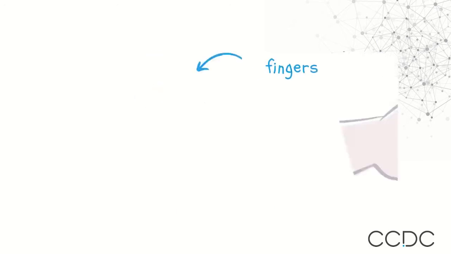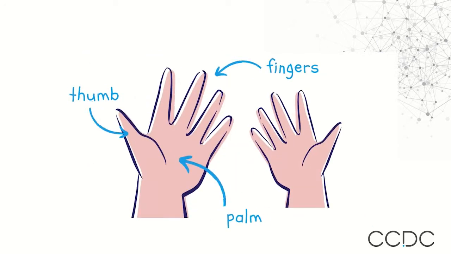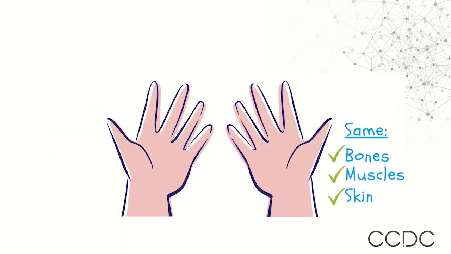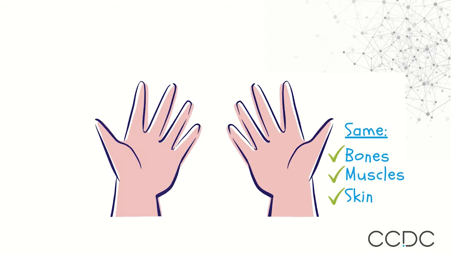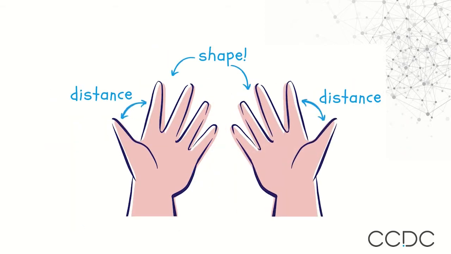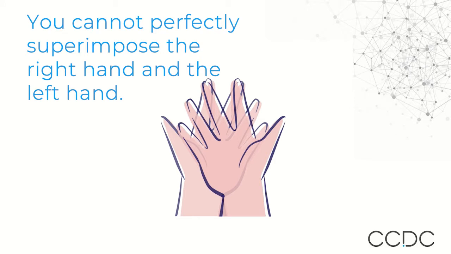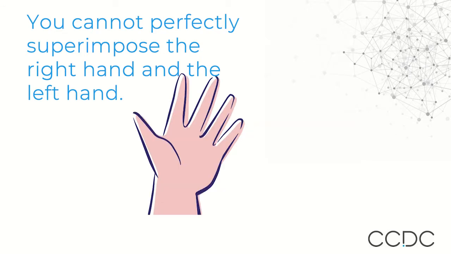They're both made of the same stuff, a palm, a thumb, and 4 other fingers, and they both have the same bones, muscle, and skin. And that's not everything. Not only are they made of the same stuff, but the shapes, sizes, and distances between the stuff that makes them up are all the same. Now try superimposing your hands. That's just a fancy way of saying to lay one over the other. No matter how hard you try, you can't perfectly fit them one over the other, in the same way you could do with 2 left hands from 2 different people.